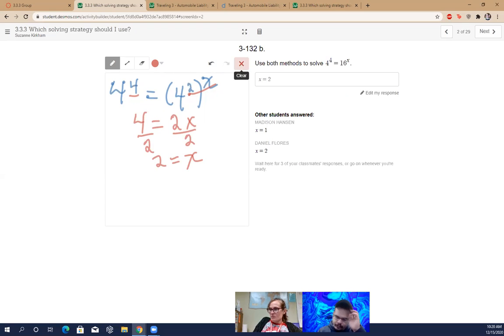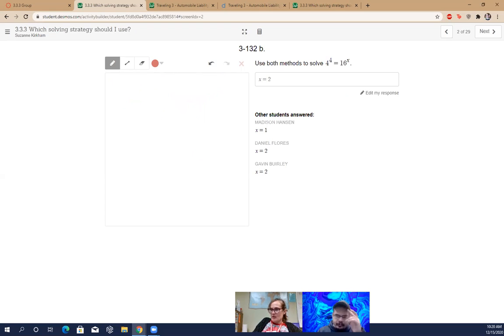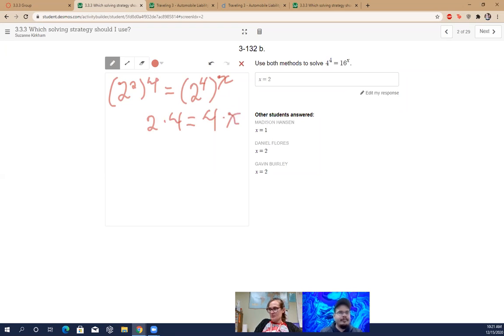Okay, now the other way is to do it 2 squared to the 4th equals 2 to the 4th to the x power. And then we've got 2 times 4 equals 4 times x. Okay. And then we just see, oh, we divide both sides by 4, 2 equals x. Okay, so we get the same thing.